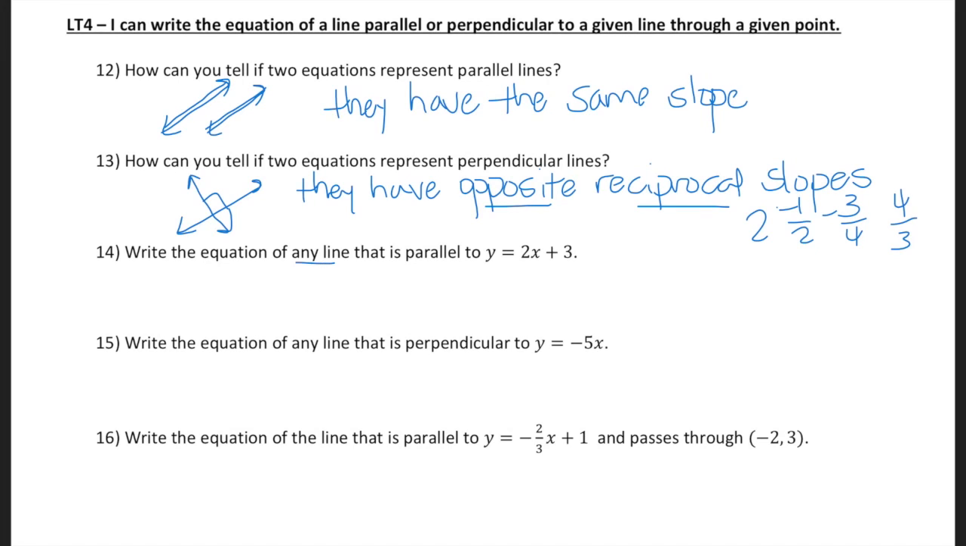So write the equation of any line that is parallel to y equals 2x. So parallel means it has to have the same slope. So the 2x part has to stay the same. We could use any y-intercept.